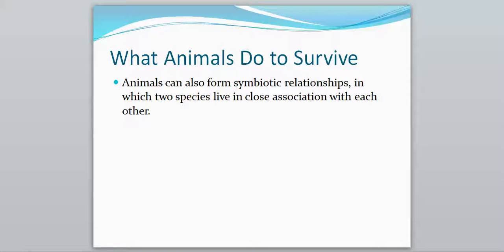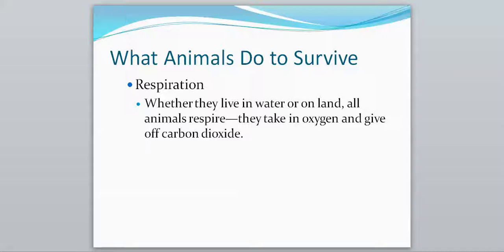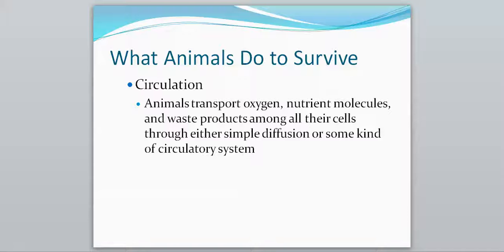And then all animals also form symbiotic relationships, in which two species will live in close association with each other. So that's just saying they can kind of get food from other animals as well. Our next one is respiration, saying whether they live in water or on land, all animals respire, and that simply means they take in oxygen and give off carbon dioxide, or CO2. So all animals have to take in oxygen and give off CO2.